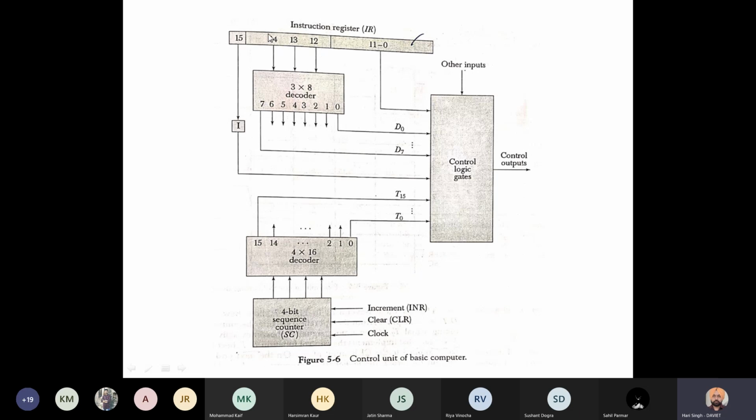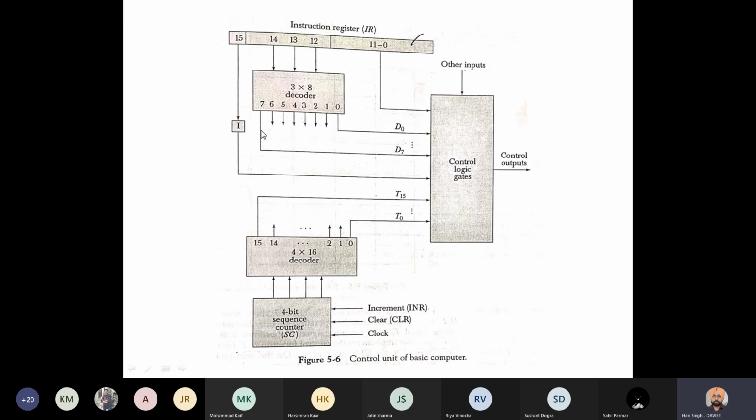These 3 bits comprise the opcode, that is, the operation to be performed. And then bit number 15. As we discussed in our last lecture, bit number 15 and bit D7 generated by the decoder circuit, these 2 bits decide the type of addressing mode used in the instruction which is to be executed by the microprocessor.